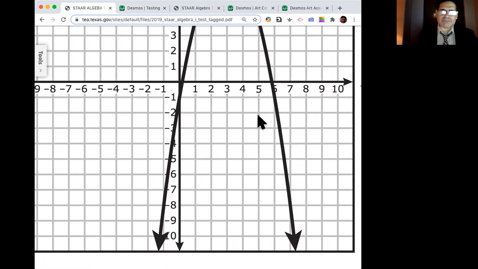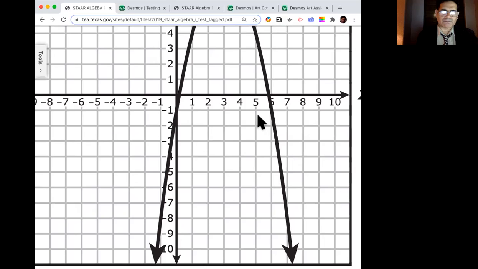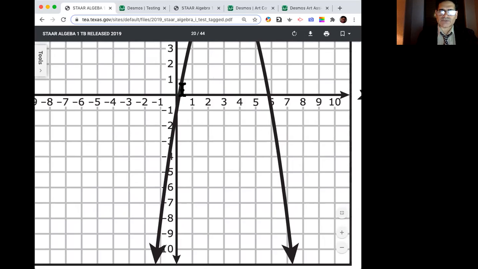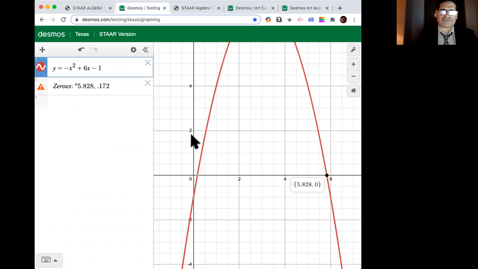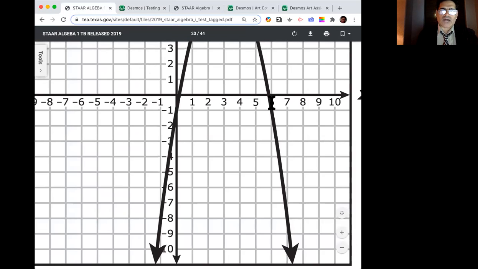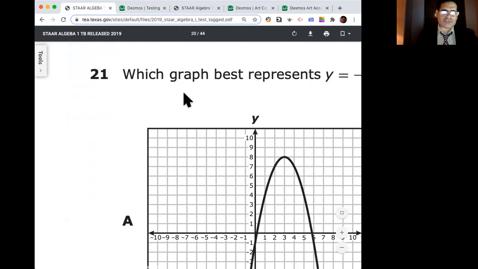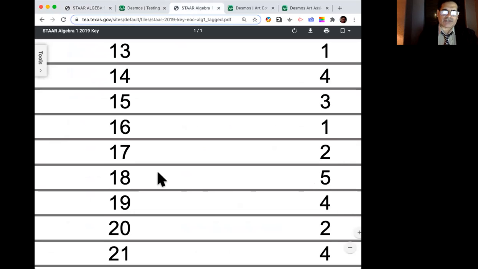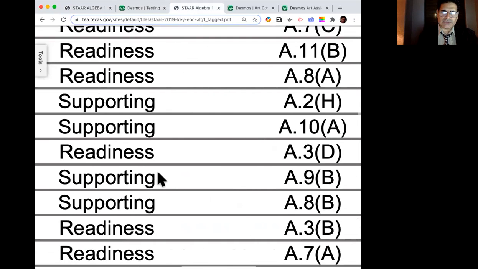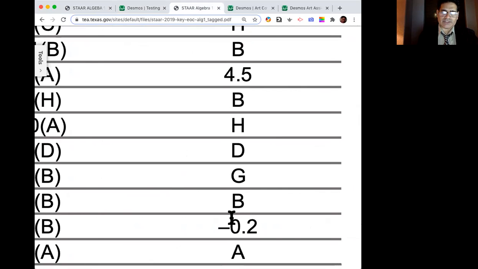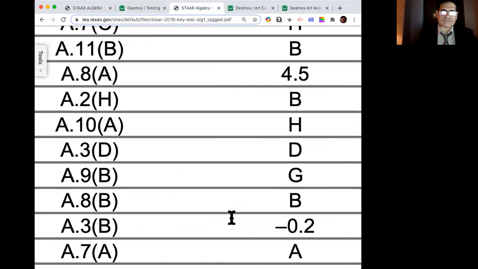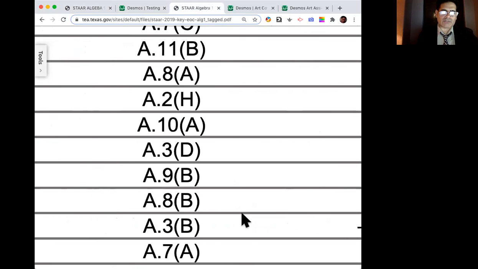Sometimes your mind plays tricks on you depending on the way you look at it. Yeah, look at the y-axis. So this curve is in the positive territory, and this one is just to the left of the 6, and that appears to be what we have here. I am now more confident in choosing for number 21. I will choose A. Let's look at our answer. 21 is A. Good.